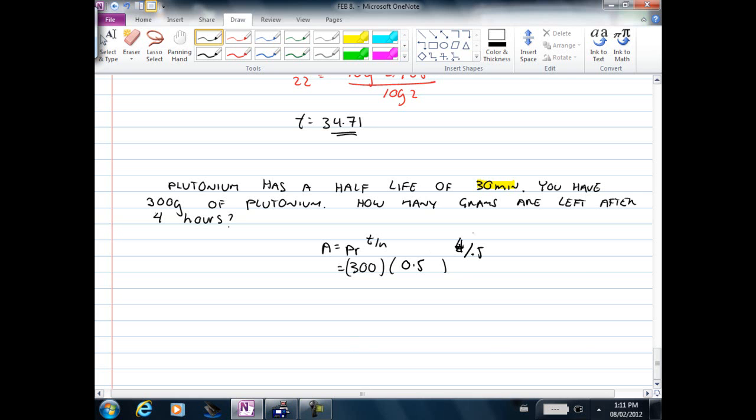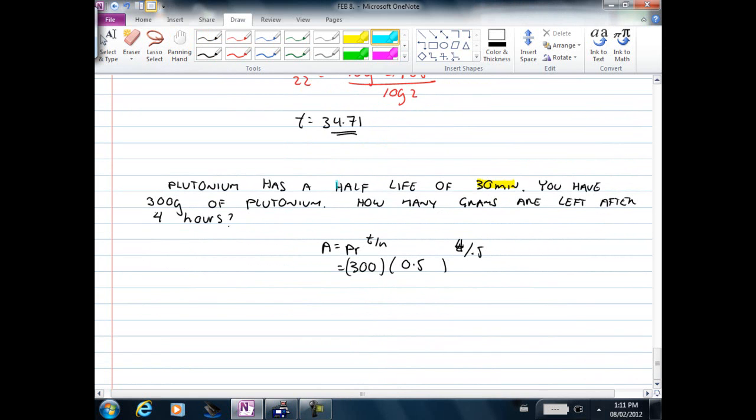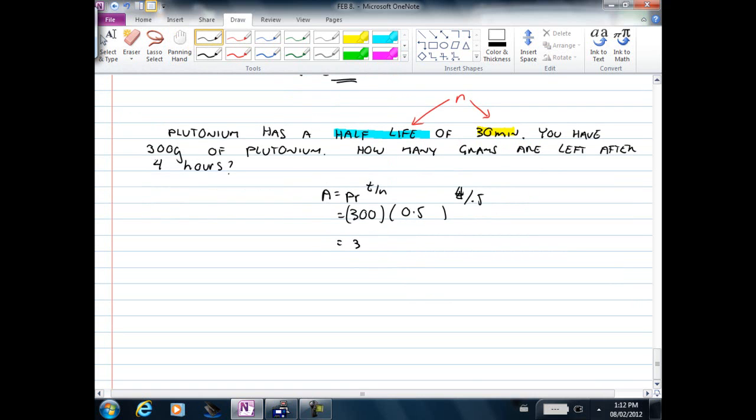Guys, gals, T is 4. Solve it for me, and I'm going to pause it. See, my T value is 4 hours. Remember, N is your half-life. Would you agree they mentioned the half-life of 30 minutes? So that's N. N is half-life, which is 30 minutes. But because I'm working with hours and minutes, you have to convert minutes into hours, which is 0.5. So this basically becomes 300 times 0.5 to the power of 8.